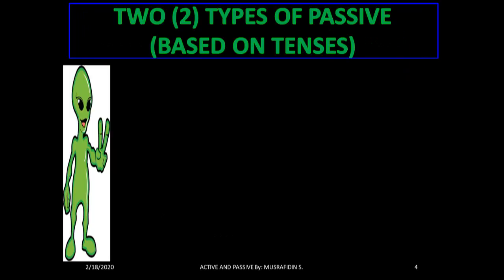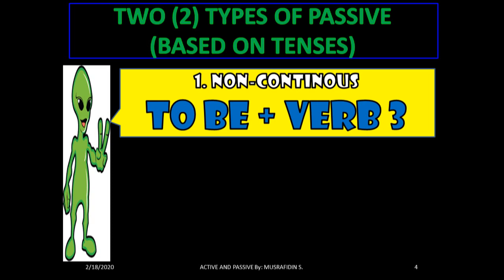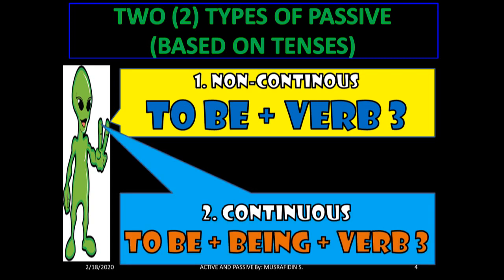There are two types of passive voice based on tenses. Number one, for all non-continuous tense, the rule is to be plus verb 3. And the second, for all continuous tense, the rule for passive voice is to be being verb 3. Let's discuss this one by one.